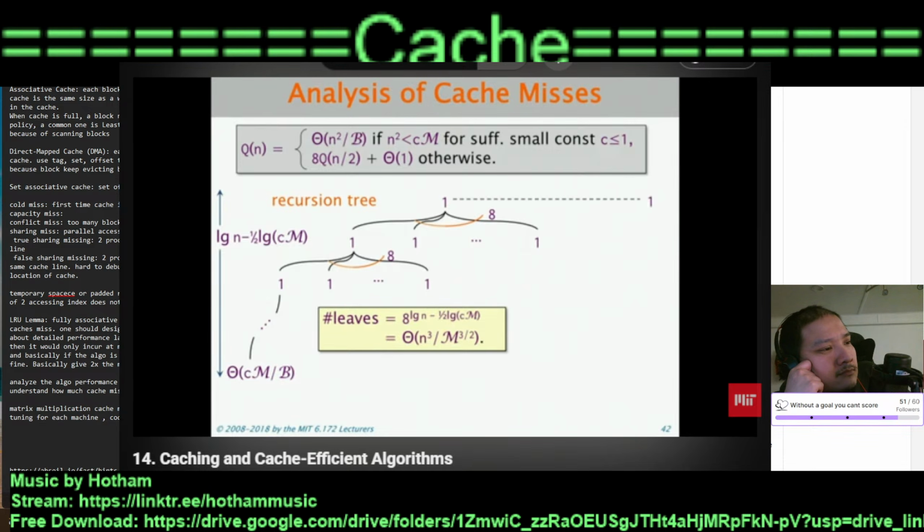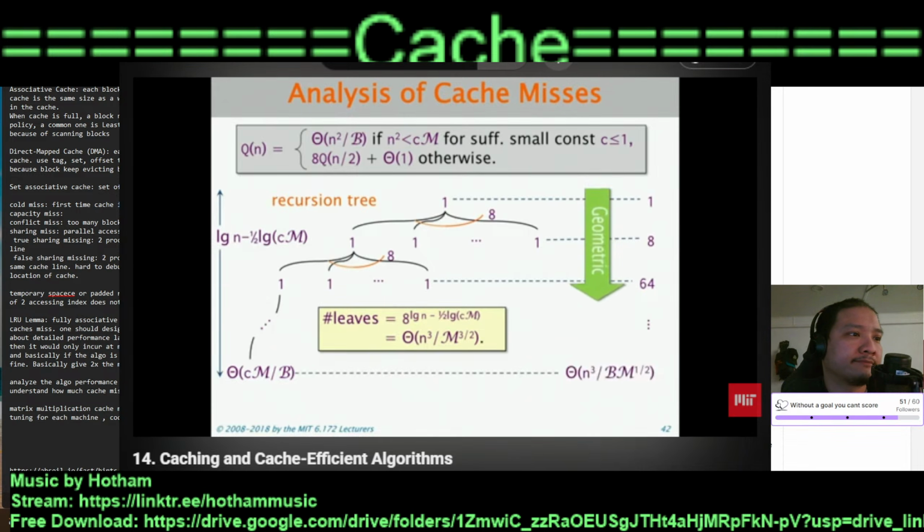So now let's analyze the number of cache misses I need at each level of this recursion tree. At the top level, I have a constant number of cache misses. Let's just say 1. The next level, I have 8, 64. And then at the leaves, I'm going to have theta of n cubed over b times square root of m cache misses. And I got this quantity just by multiplying the number of leaves by the number of cache misses per leaf. So number of leaves is n cubed over m to the 3 halves.